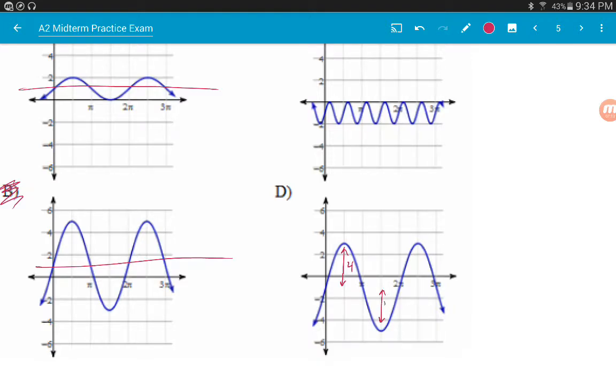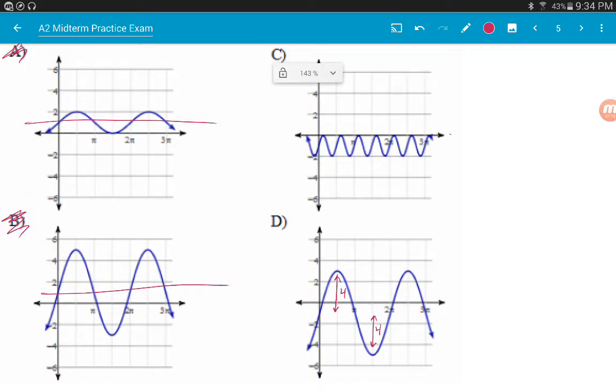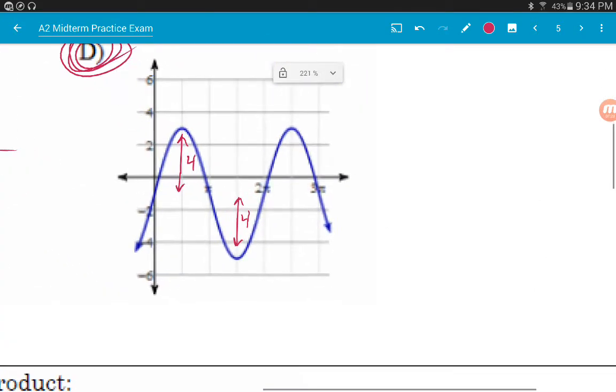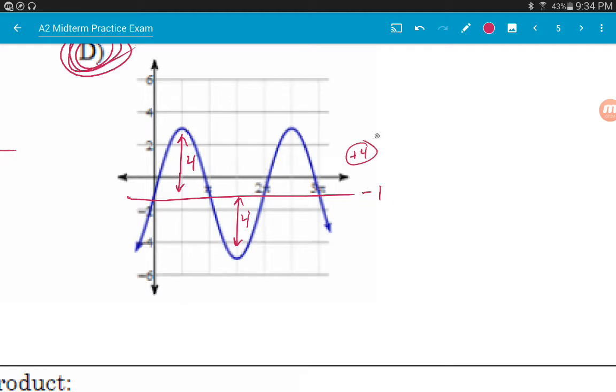Is it this one that goes down to negative 5 and up to 3? Or is it this one that only oscillates between 0 and negative 2? Well, I hope it's obvious. It's D. I know this because if the midline is negative 1, if I go up 4, I'm going to get 3. If I go down 4, I'm going to get negative 5.